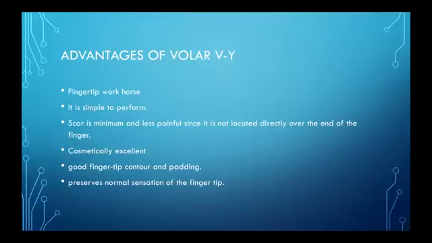Advantages of this flap: it's what I would call your typical fingertip workhorse. It's simple to perform. The scar is minimal and less painful since it's not located directly over the end of the finger. It's cosmetically excellent, and with good fingertip contour and padding, preserves normal sensation of the fingertip because it carries the nerves as well. When you're releasing it, what you cut is just barely the skin, and then advance it with its supply attached.